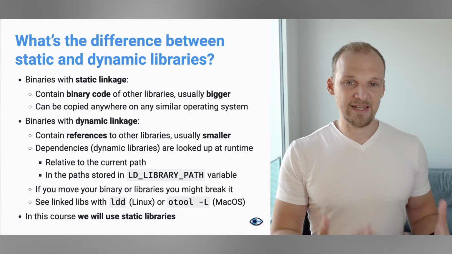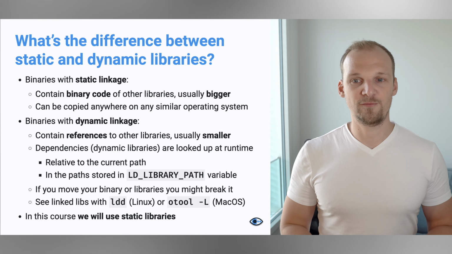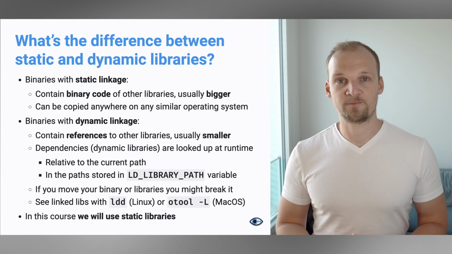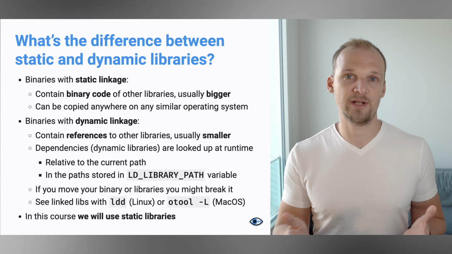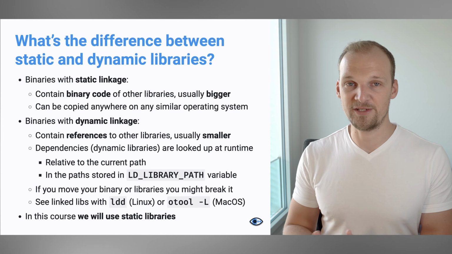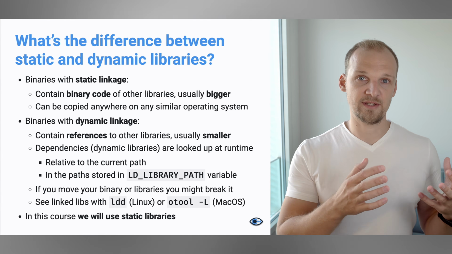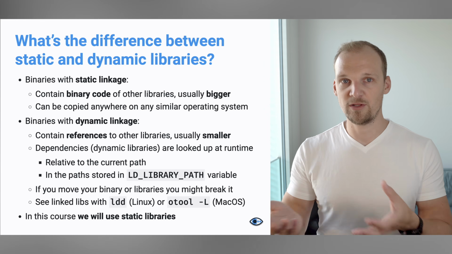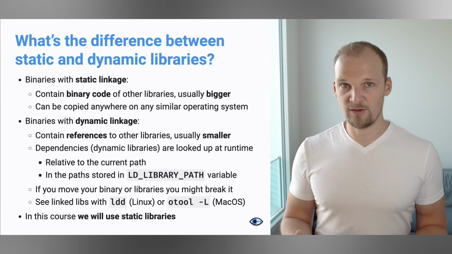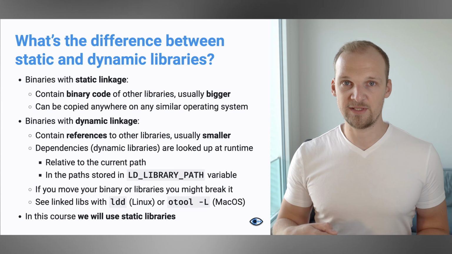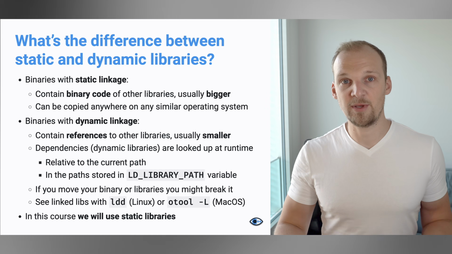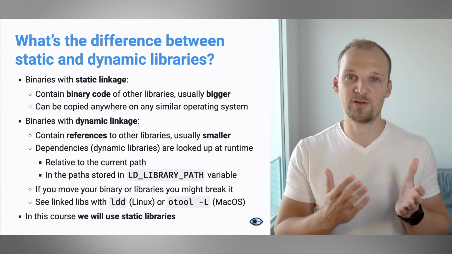Generally, the binaries with static linkage contain all the binary code from all the binaries that they require. That usually results in bigger binaries, which can be an issue for you if you are running on a very, very small system and you just don't have enough place to place your binary. But the benefit of this is that because everything is contained within this binary, you can take this binary and copy it over wherever you want, and it will work in exactly the same way. Now, if you have a binary with dynamic libraries linked to it, then it will only contain the references to other libraries. And that makes it smaller because the references are smaller than the actual binary code.